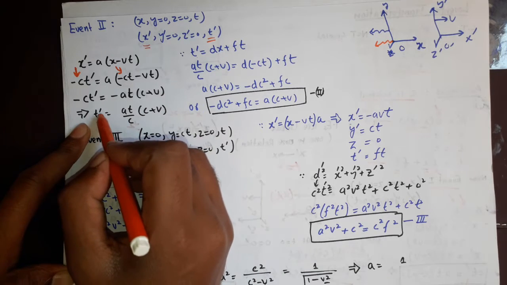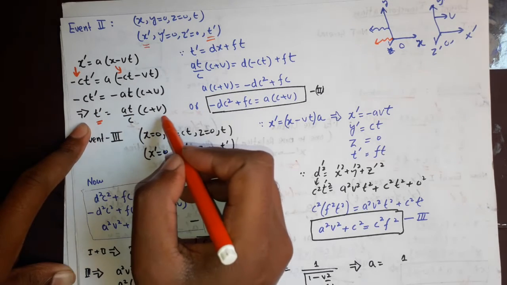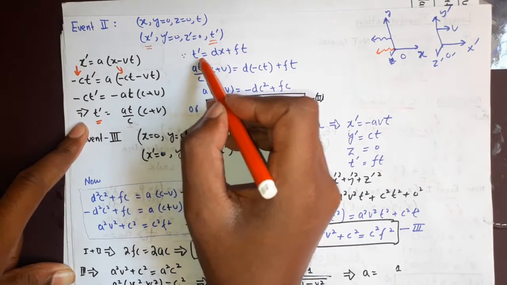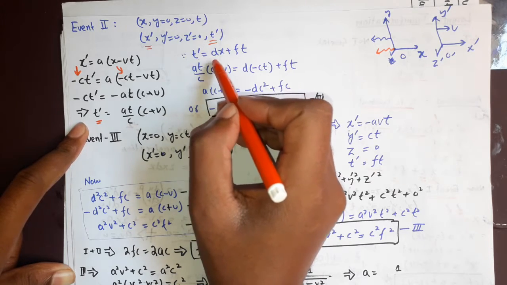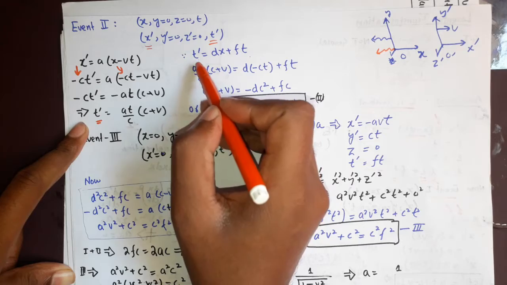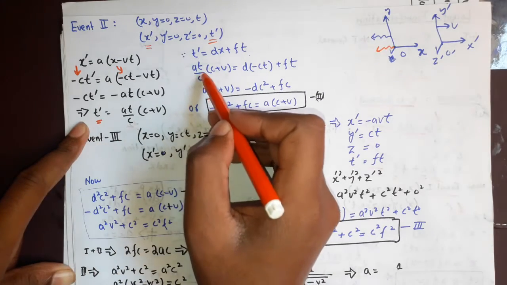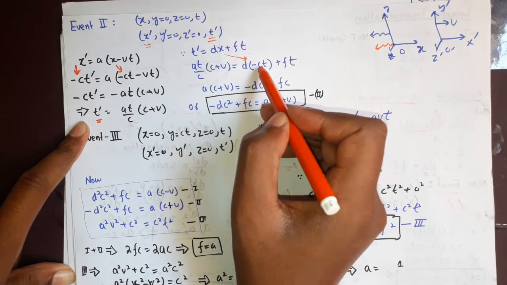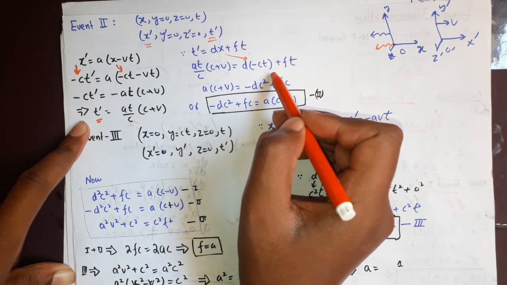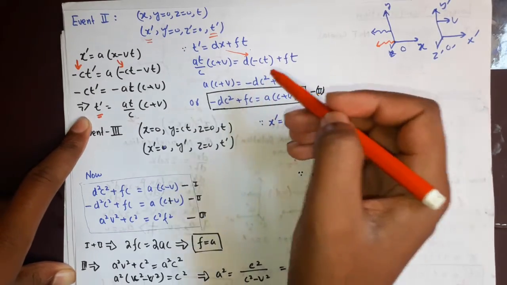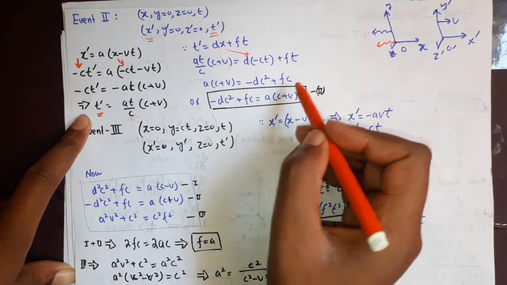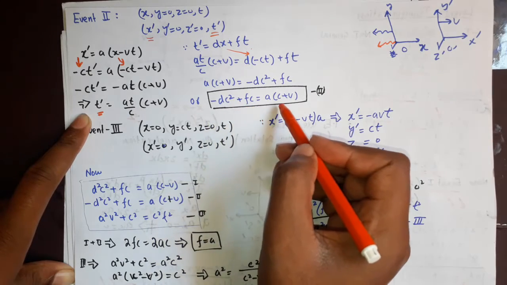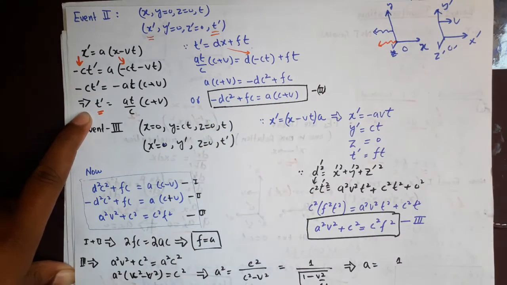So this gives me the value of time: t prime is a t divided by c, c plus v. Also, we know from our transformation equation that we have assumed this form, t prime is equal to d x plus f t. So I can put the value of t prime here from this equation. This gives me a t by c times c plus v, and here d as it is, and in the place of x I can put x equal to minus ct, because this is the distance covered in the negative direction in the S frame, plus ft as it is, and you can simplify it. So this will give you minus d c squared plus fc is equal to a times c plus v. So this is my second equation.